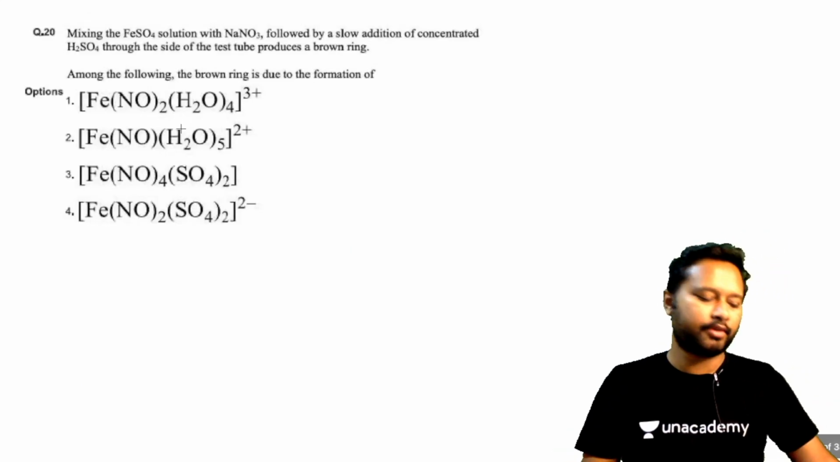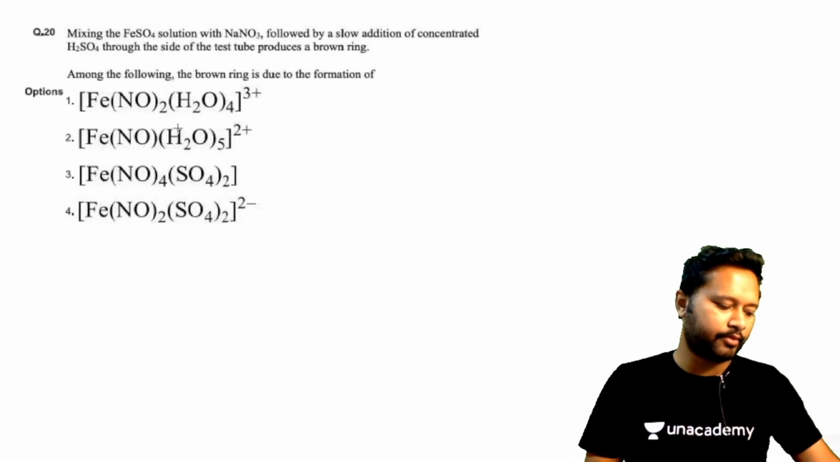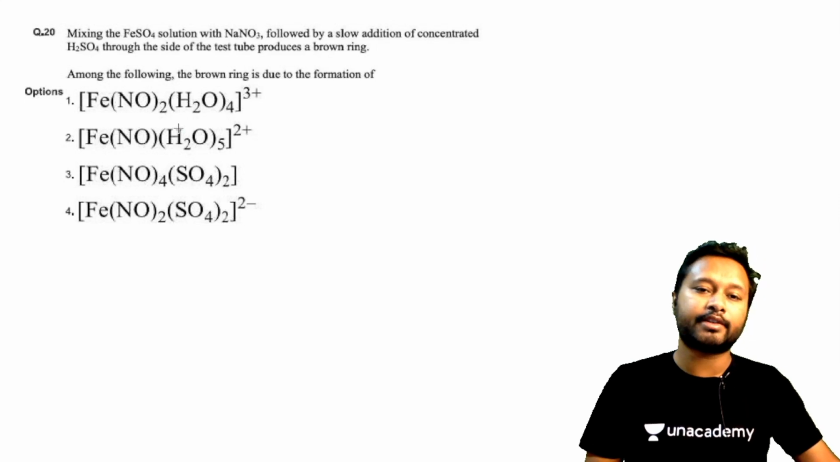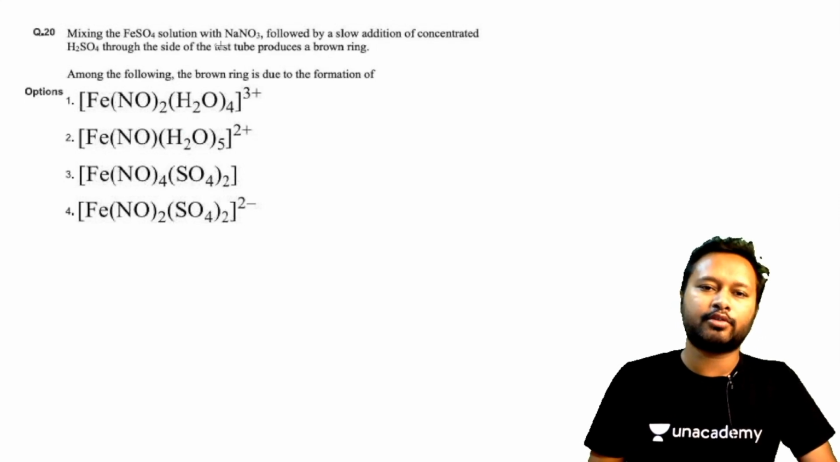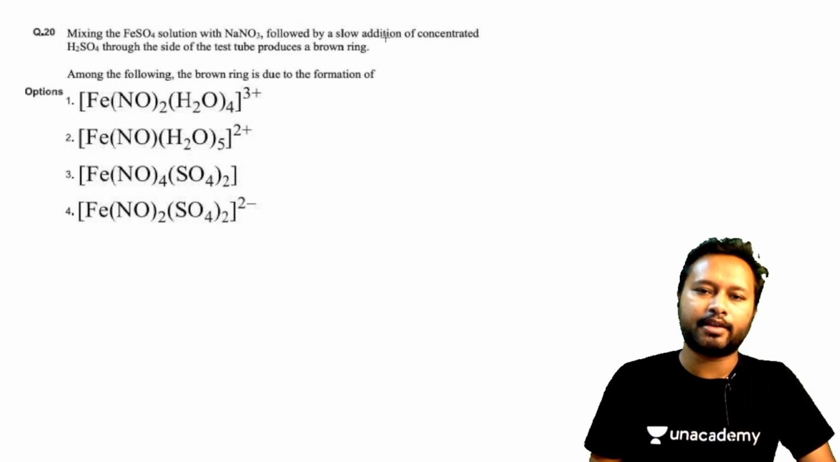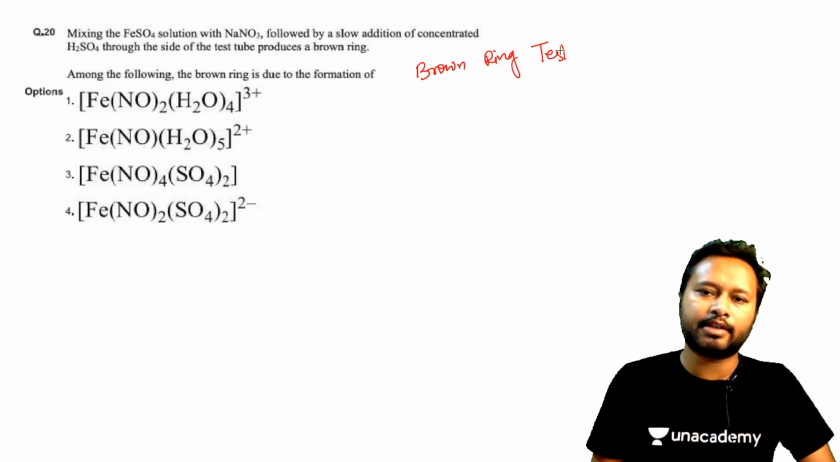Okay, let's take the next one. Now this question is from your analytical chemistry, and what it says is mixing of FeSO4 solution with NaNO3 followed by a slow addition of concentrated H2SO4 through the side of the test tube produces a brown ring. Among the following, the brown ring is due to the formation of. Now, this is a very famous reaction called the brown ring test. This test is done to identify the nitrate ion. So this is also called the nitrate ion test.